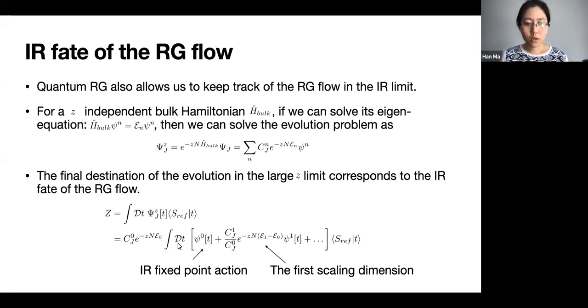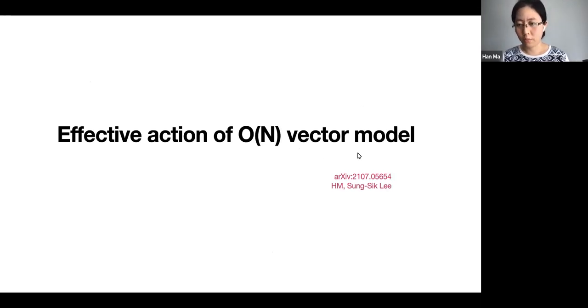For example, we can find that in the IR limit, the fixed point effective action is actually determined by the ground state of this bulk Hamiltonian. And the excited states of this bulk Hamiltonian determine the form of scaling operators and their scaling dimensions in the IR and so on. So we can find all the IR properties from the eigenstates and eigenvalues of the bulk Hamiltonian. But life is not easy. Usually the bulk Hamiltonian is very hard to solve. This is what happens in the O(N) vector model as well.